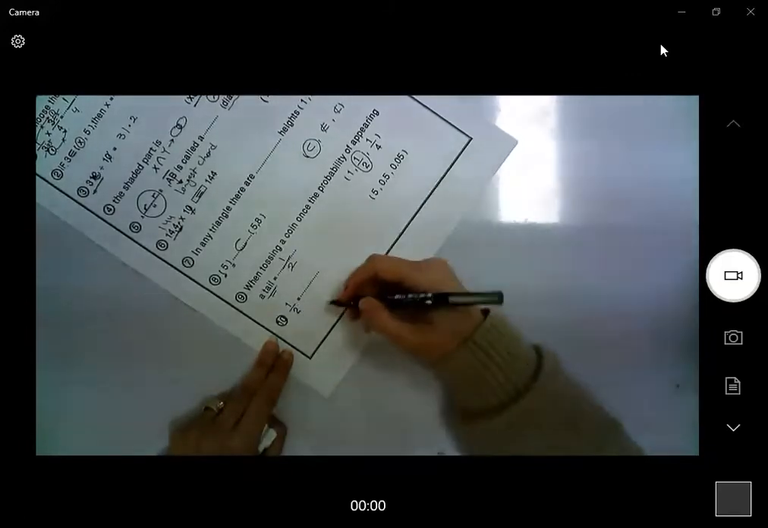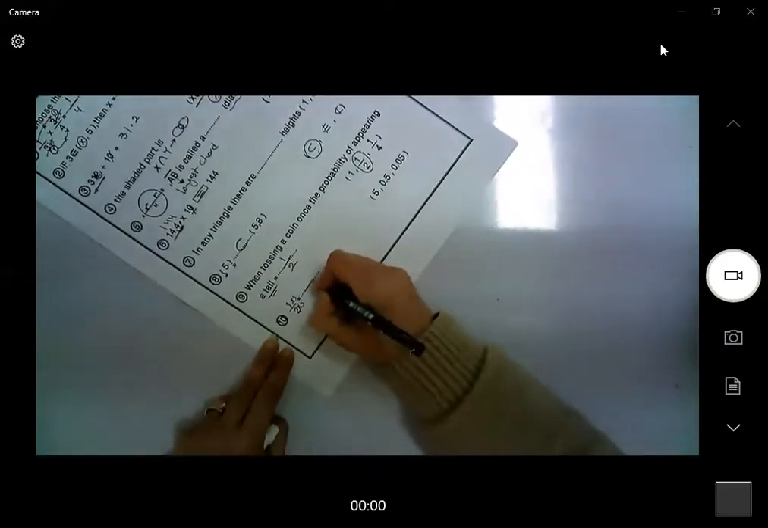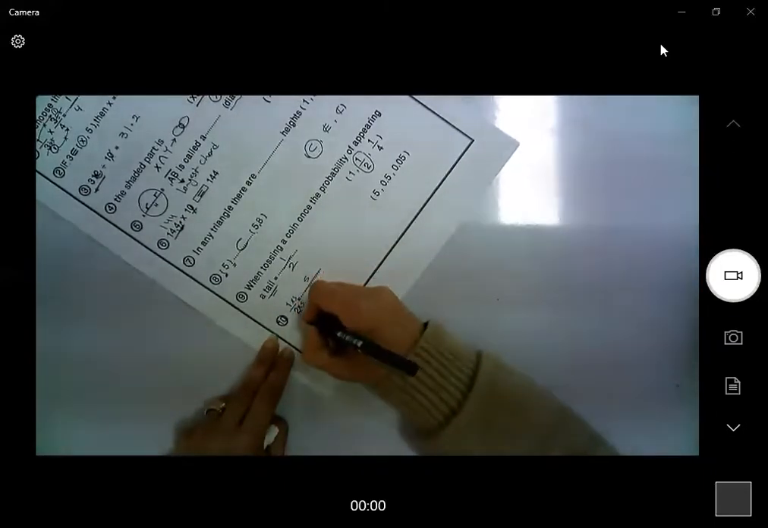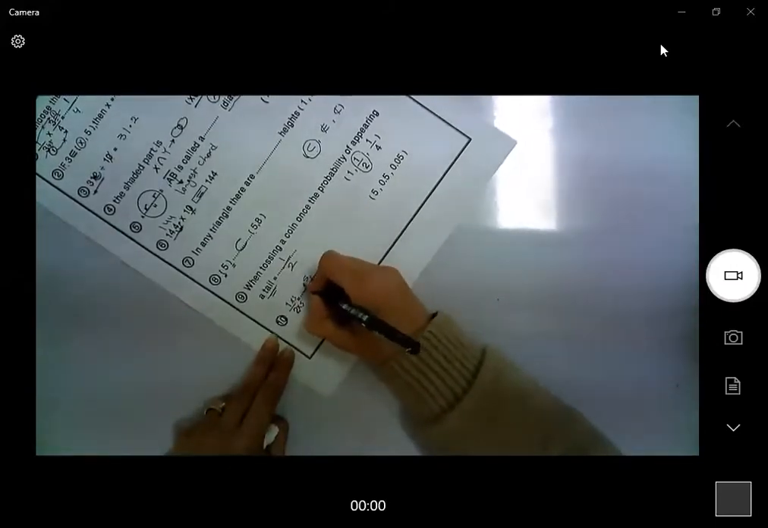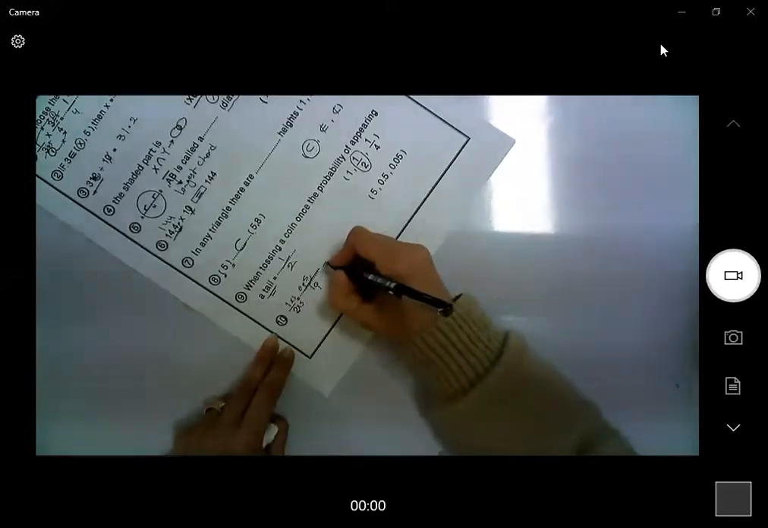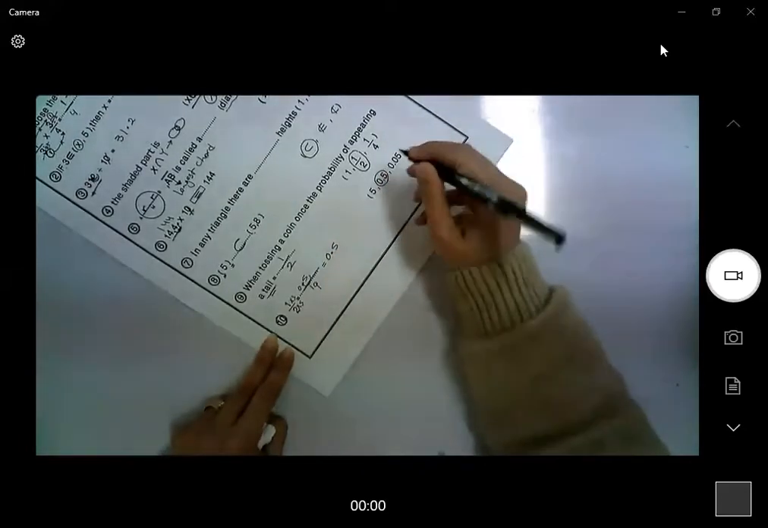Change to decimal. We multiply by 5 and here by 5. 1 times 5 equals 5, 2 times 5 equals 10. How many steps? 1 step, then it's 0.5. Okay.